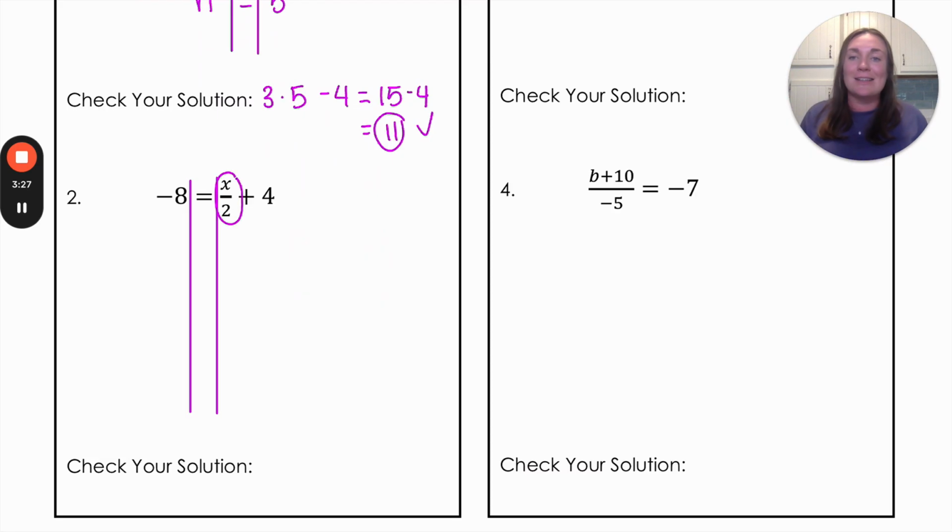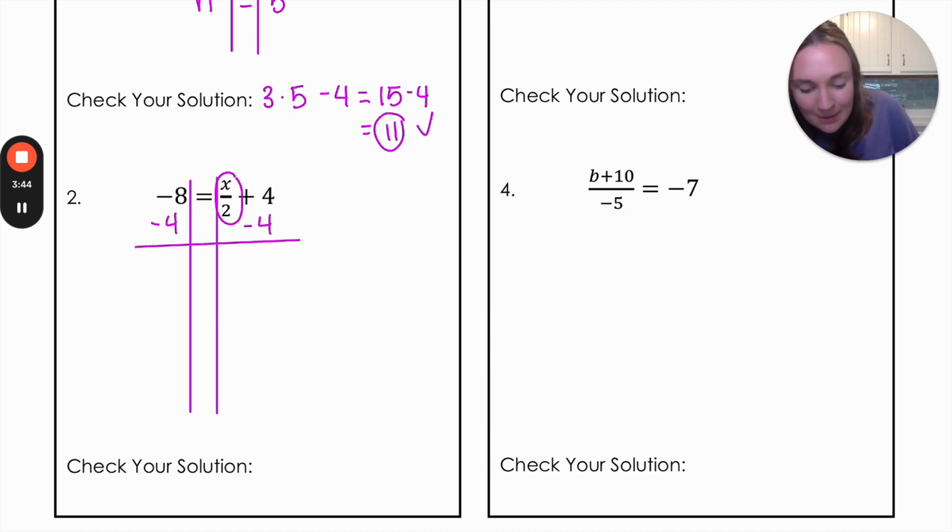This time that x and 2 will go together, and that little 4 is hanging out outside. So again, I go to the side of the variable. I'm saving that variable for last, so I need to worry about this plus 4 first. The opposite of plus 4 is going to be a minus 4. So I'm going to subtract 4 from both sides. Big line to show that I'm doing that step.